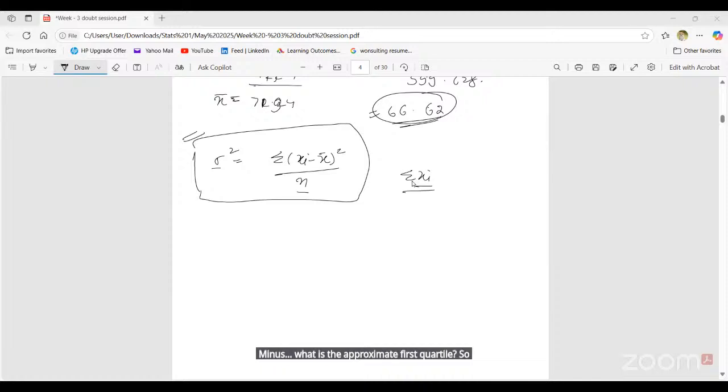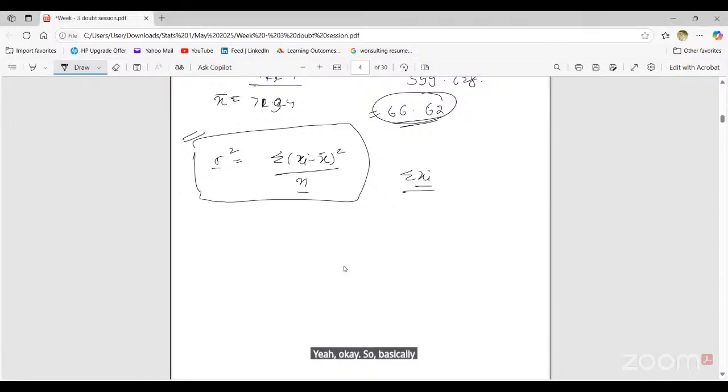So this is quartile one, just 52. The first quartile, 15 to 20. 19. Yeah. Okay.